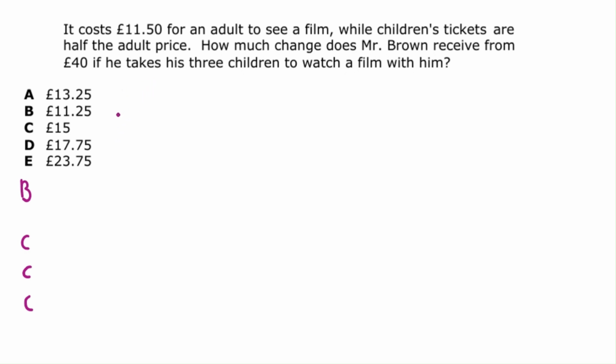Now we know that Mr. Brown's ticket is going to be £11.50 because he's an adult. Now we're going to find the children's tickets, which are going to be half the adult's price. So let's underline this. And now we're going to divide 1150. We're going to take the decimal point out and put it back in 2 digits later.